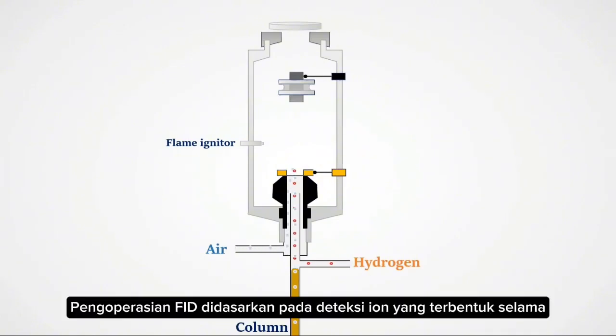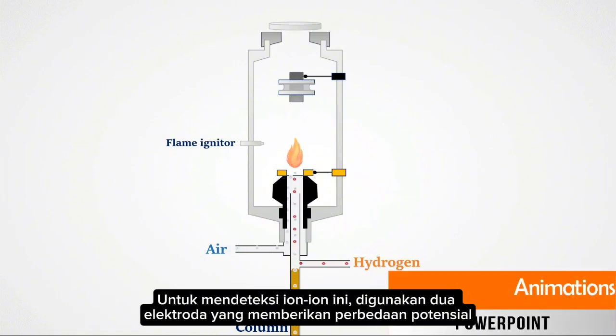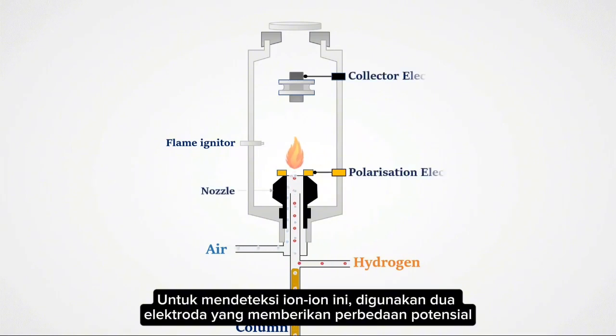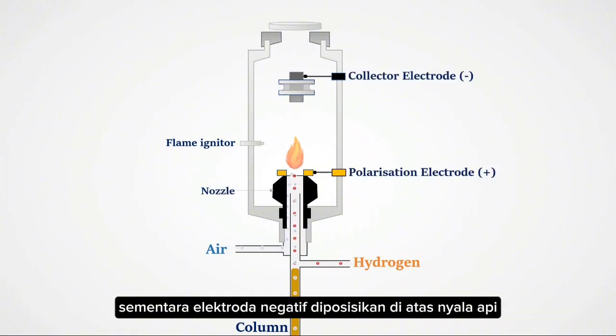The operation of the flame ionization detector is based on the detection of ions formed during combustion of organic compounds in a flame, which is generated by hydrogen and air. To detect these ions, two electrodes are used to provide a potential difference. The positive electrode doubles as the nozzle head where the flame is produced. The other, negative electrode, is positioned above the flame.